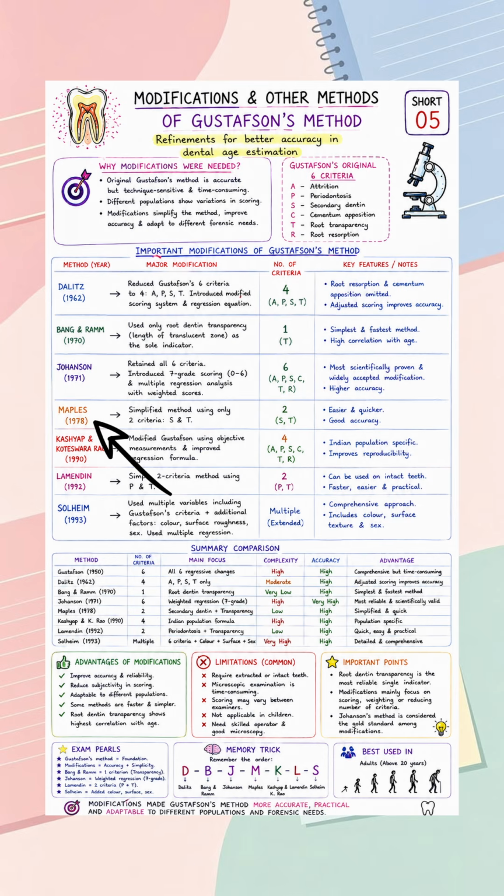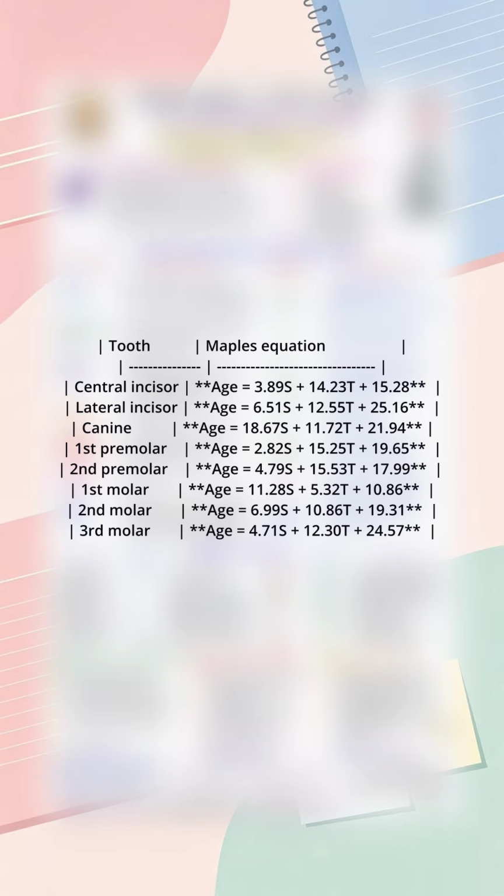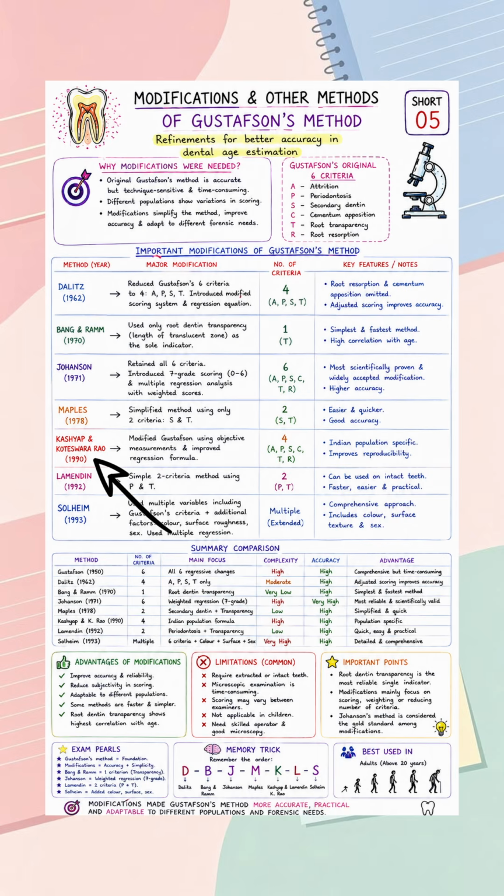Then Maples in 1978 simplified the method to just 2 criteria: secondary dentin and root transparency, and gave an equation for an individual tooth. Then Kashyap and Koteshwar Rao in 1990 focused on objectivity.